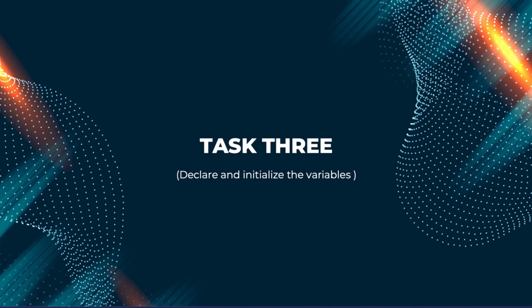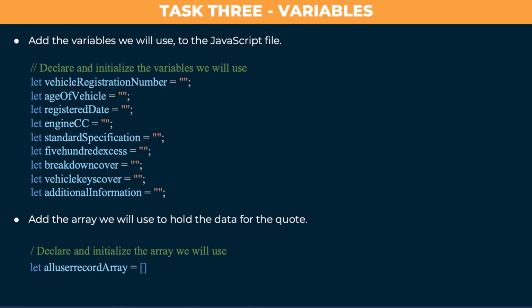So task 3, we want to declare and initialize our variables. So what we're going to do is add some variables that we will use throughout our JavaScript code. And we're going to declare these and initialize them. To declare them, we use the word let, and then we give it the name of the variable, in this case, vehicle registration number. And then we assign it a value. In this case, it's equal to double quotes, which means it's empty. And that's the same for all of these.